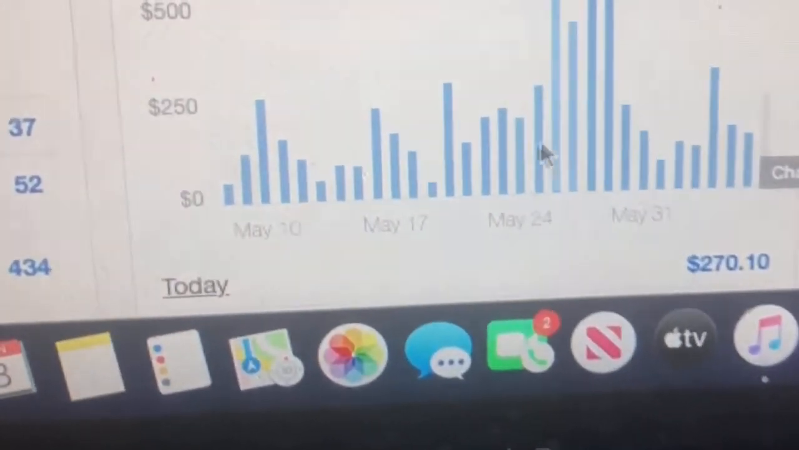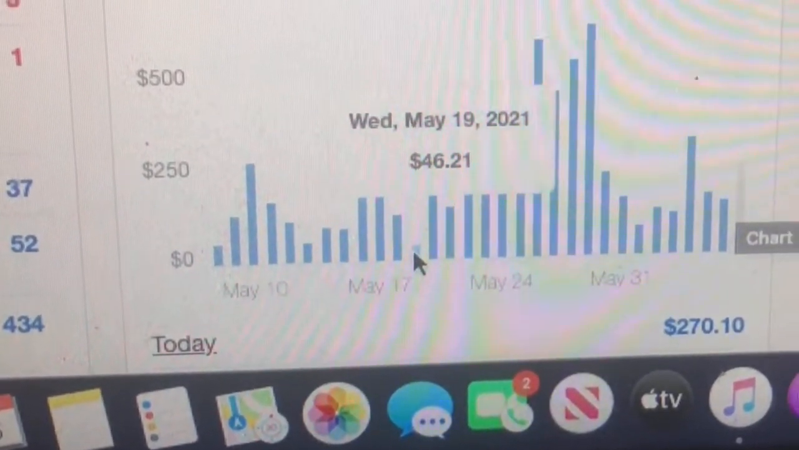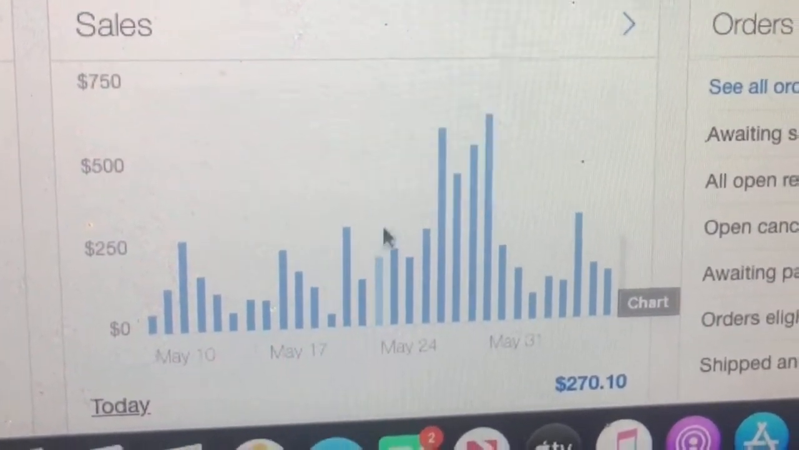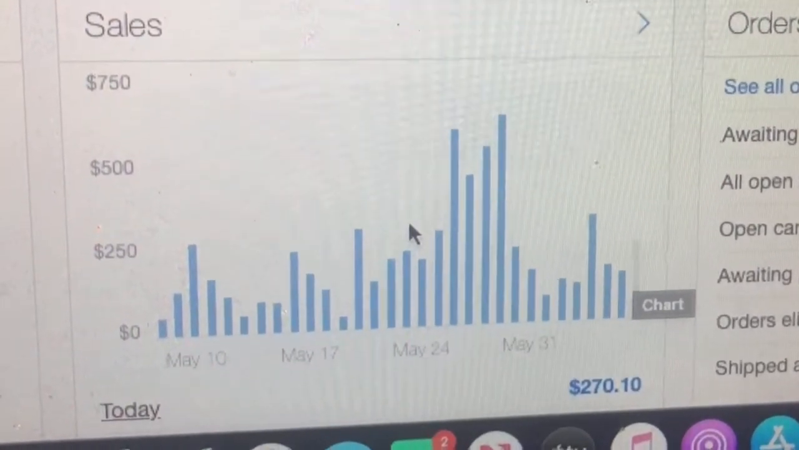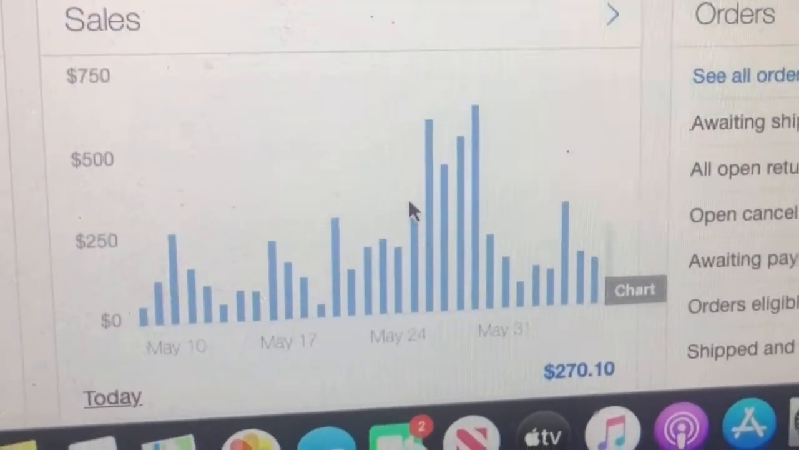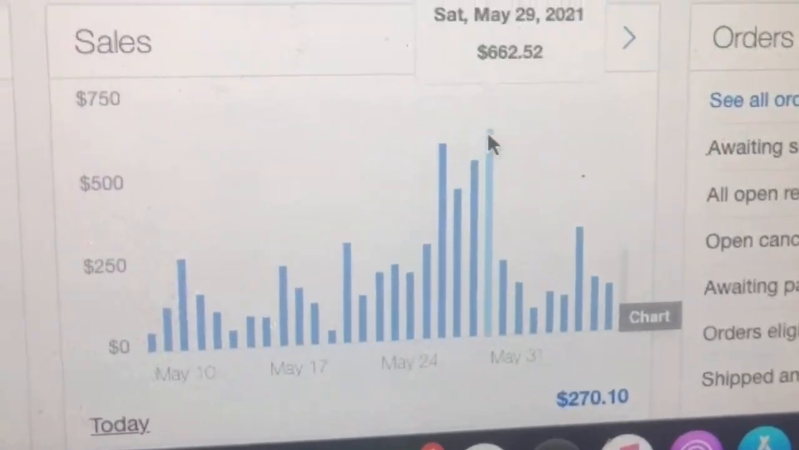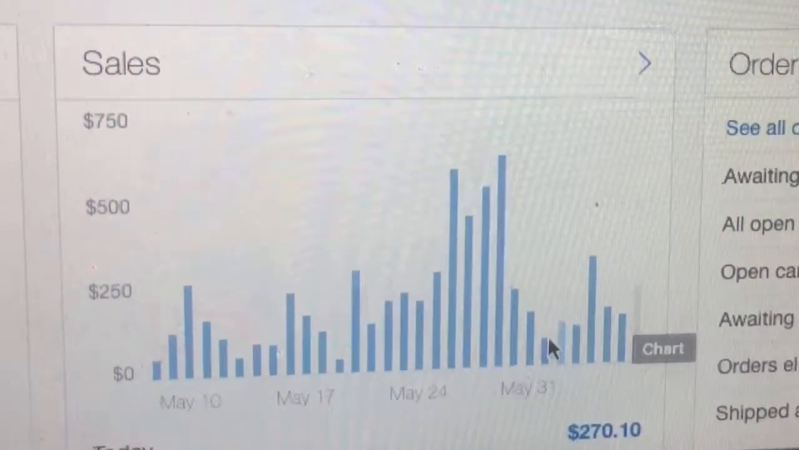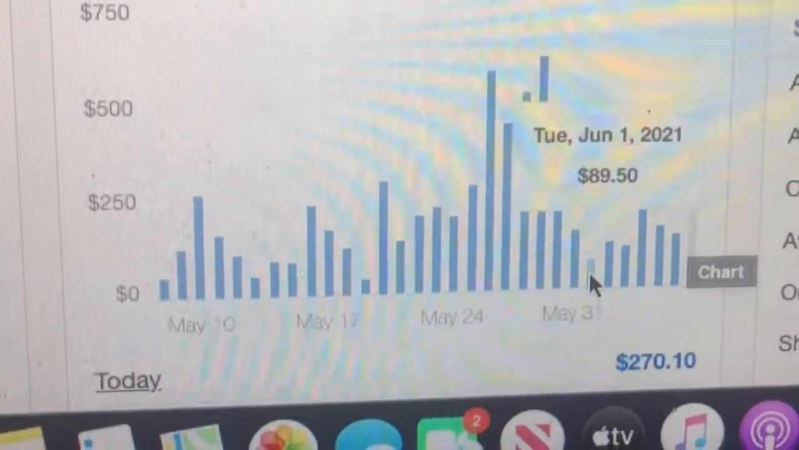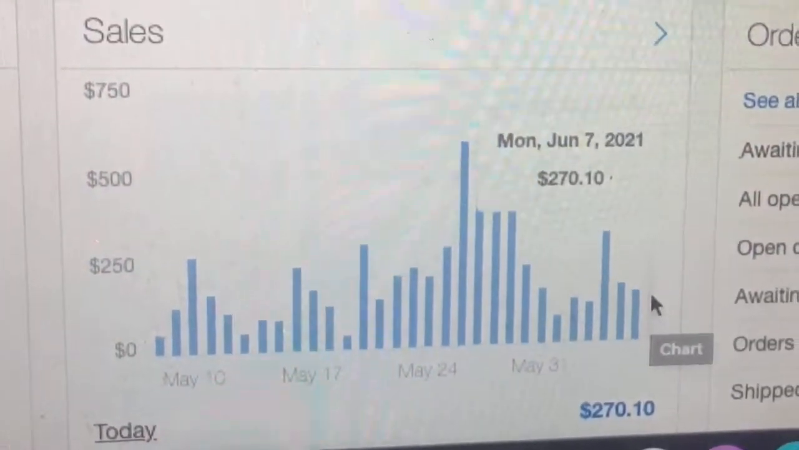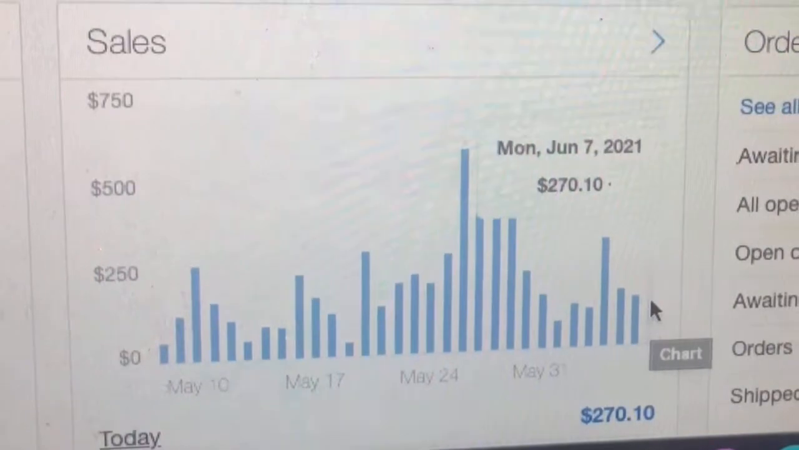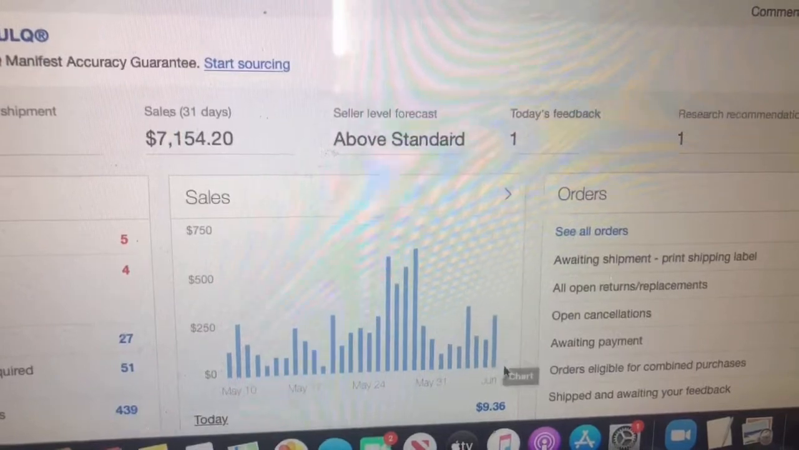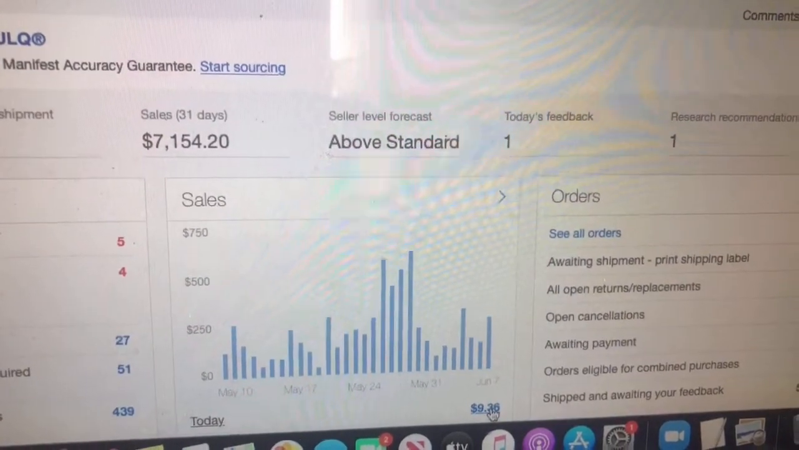So look at this. About 20 days ago, I had $46 in sales. And then, right in here somewhere, it was a weekend where I listed 70 items in 2 days. And my sales climbed up to as high as 662. And then I haven't listed quite as much and they've tapered down some. But this is my worst day in the last 3 weeks, $90. So far today, I've sold 270. This is not updated yet. So there's yesterday's 270, and so far today I'm only at $9.36.